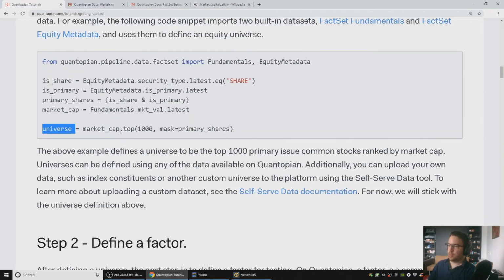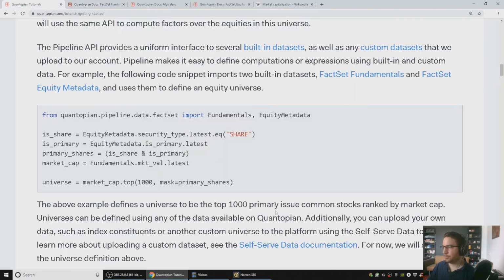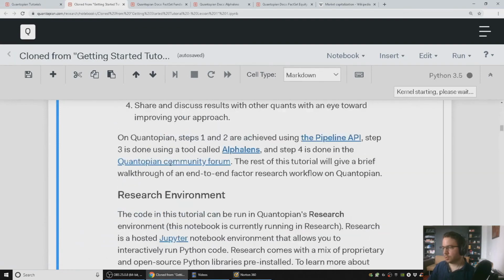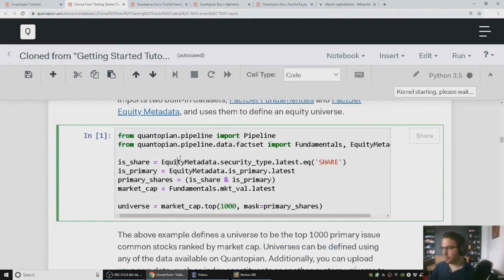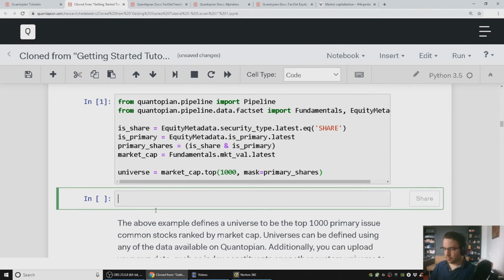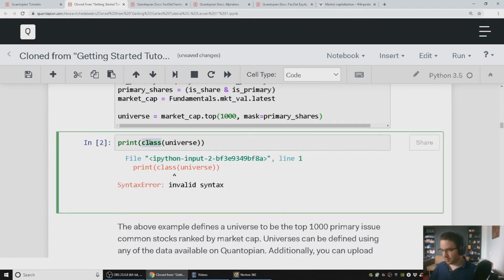So here we go. So the universe is market cap dot top. It's in fundamentals. So if we run this code, yeah. So blah blah blah blah blah. I want to run this. And I want to do something after. What I want to do is print. Is it class? No, is it type? Okay.